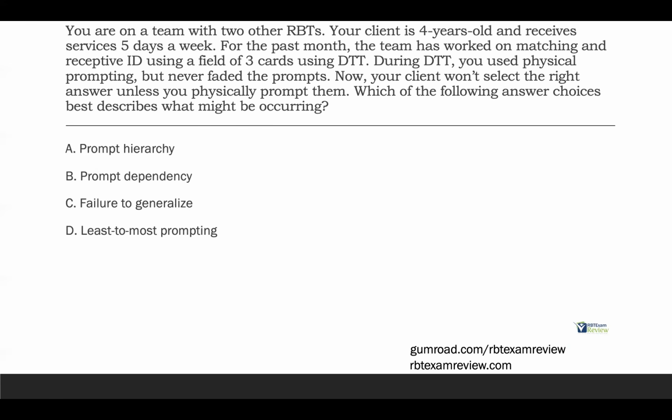What about failure to generalize? No, we're not generalizing anything in this situation. What about least to most prompting? No, right? If anything, we were going most to least because we started with physical prompts as far as we know, and we never faded them out, okay? So our client, the issue here is they are now prompt dependent.